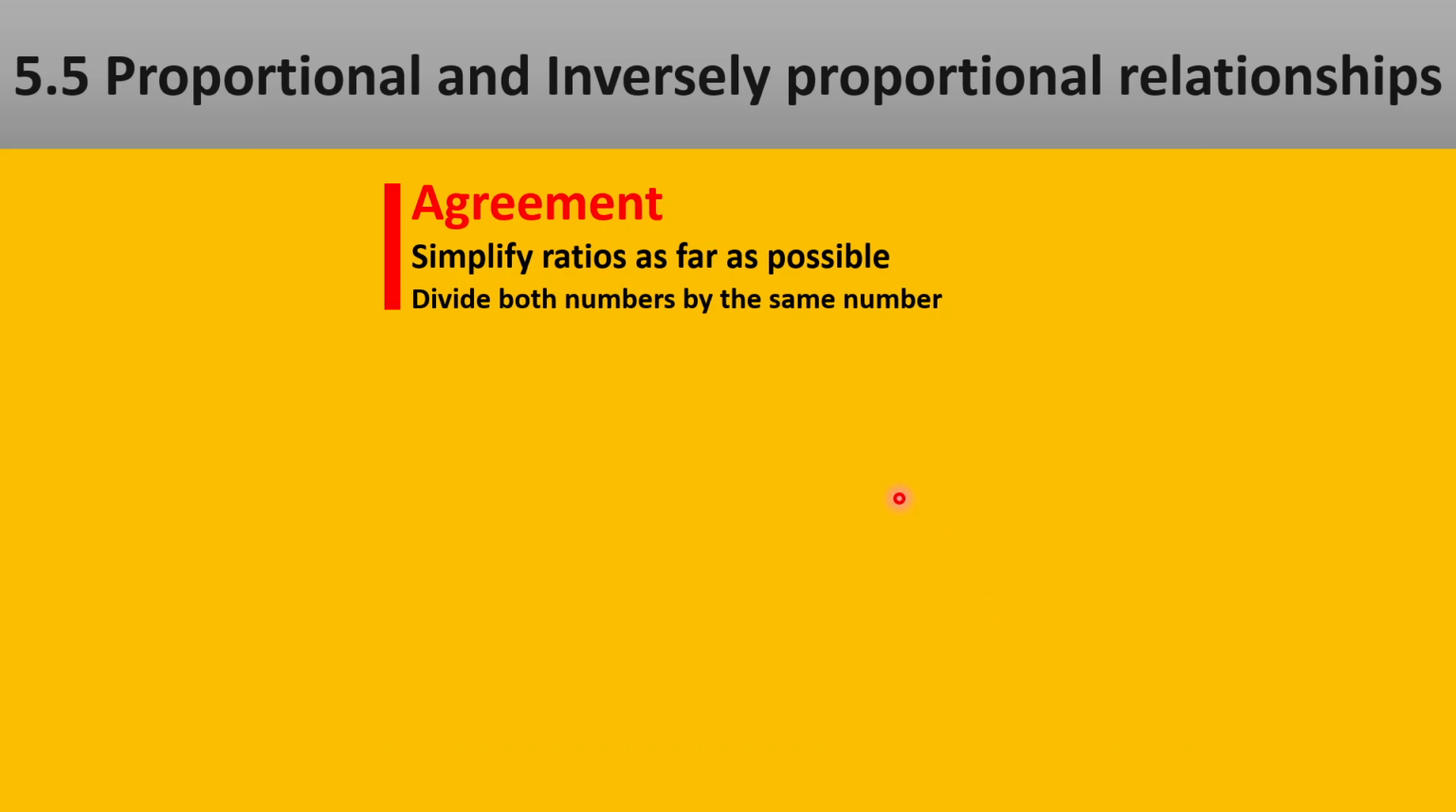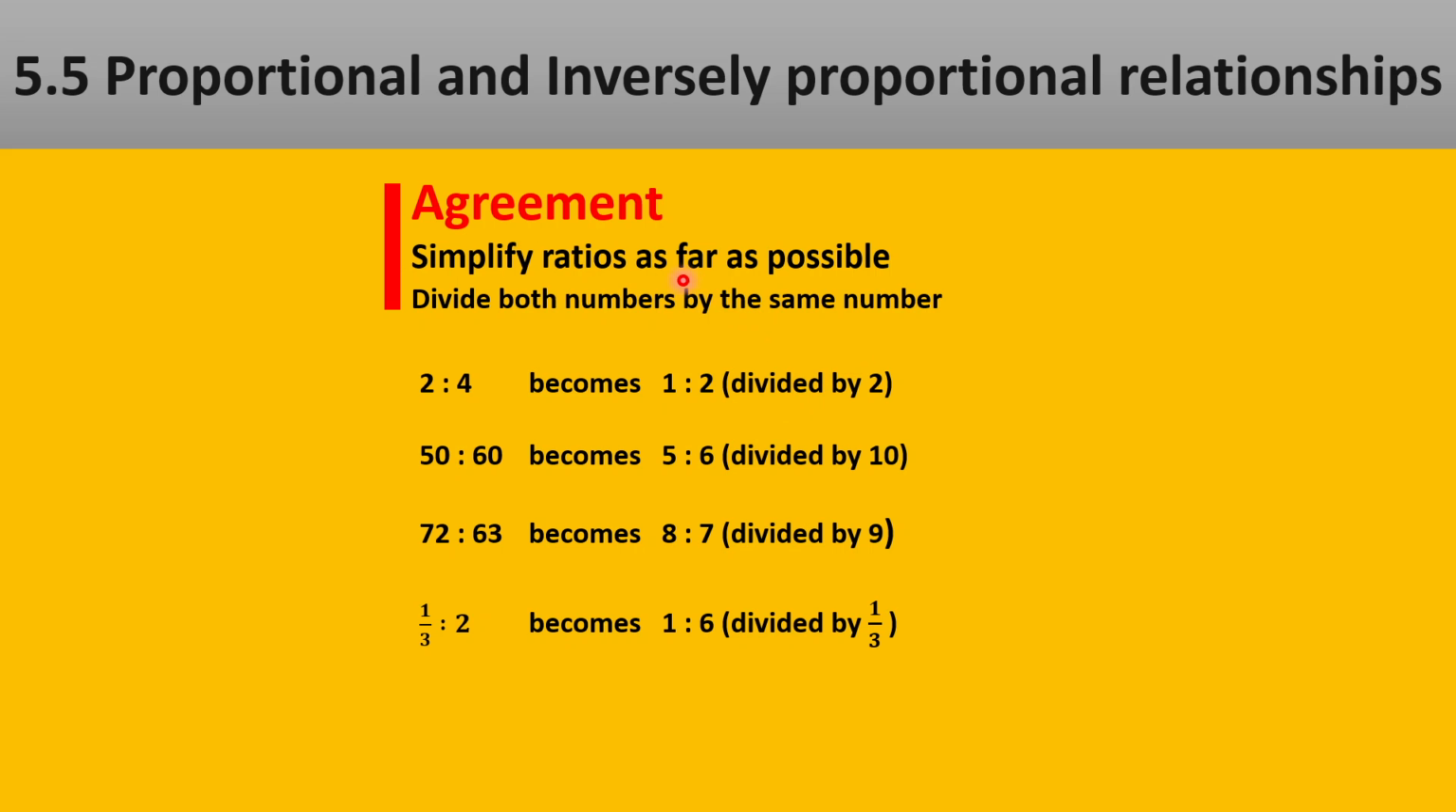So the agreement is to simplify ratios as far as possible. How can you do that? Well, in the end, just take a look if you can divide both the numbers in the ratio by the same number, and then as large a number as possible, of course. So here I have 4 examples. If I have the ratio 2 to 4, I'd rather say 1 to 2, right? Because I can divide 2 and 4 by the number 2, which leaves me 1 and 2, so the ratio is 1 to 2. 50 to 60, I'd rather say 5 to 6.